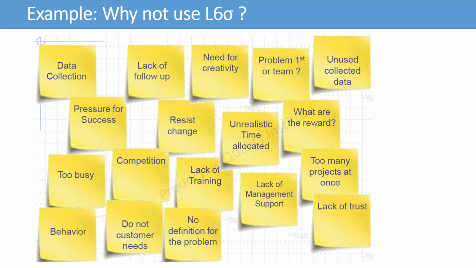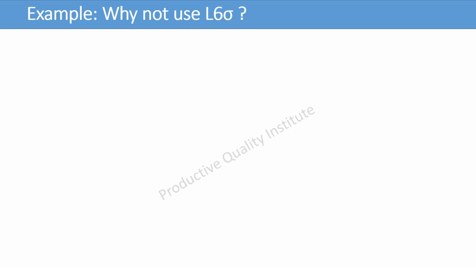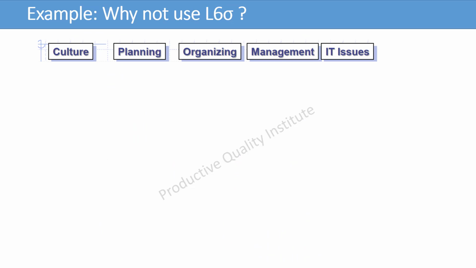An example for affinity diagram. Why not use Lean Six Sigma? These are the suggested ideas coming out from brainstorming, answering the last question. Now, we will group the cards under the following categories: culture, planning, organizing, management, and IT issues.